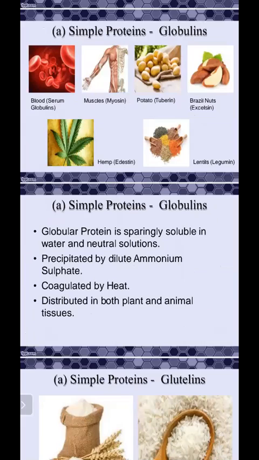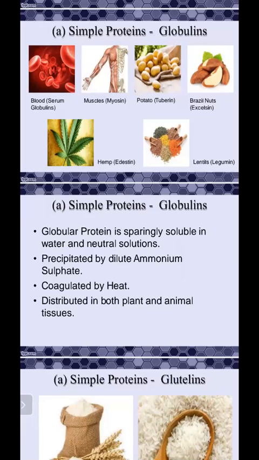Now you will ask me, ma'am, what is sparingly soluble? In solubility, we have different terms: very soluble, freely soluble, sparingly soluble. If one part of the solute is dissolved in more than 1,000 parts of the solvent, that is known as sparingly soluble. So don't get confused with the ratio, how many parts of the solute dissolve in how many parts of the solvent. That is a theoretical part. Here, just make sure you write: globular protein is sparingly soluble in water and neutral solutions.